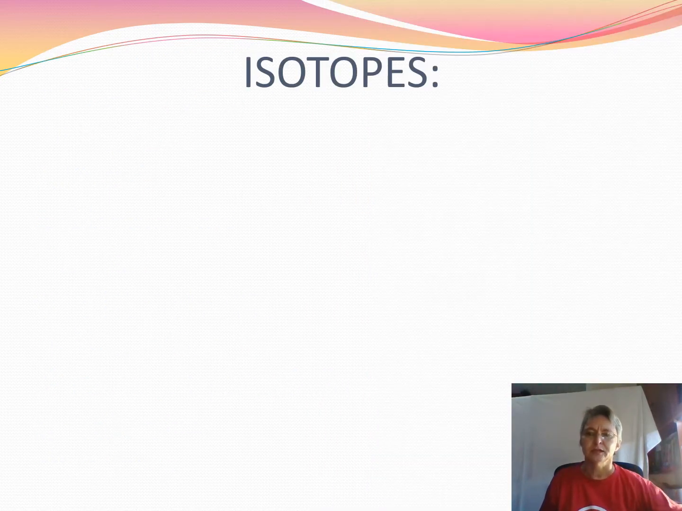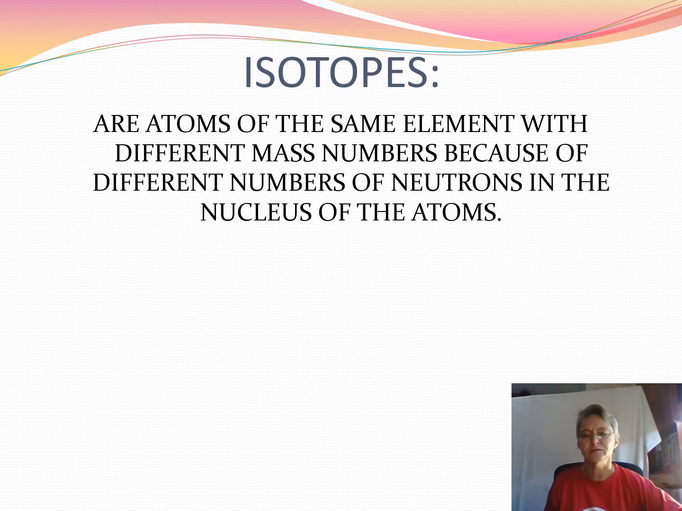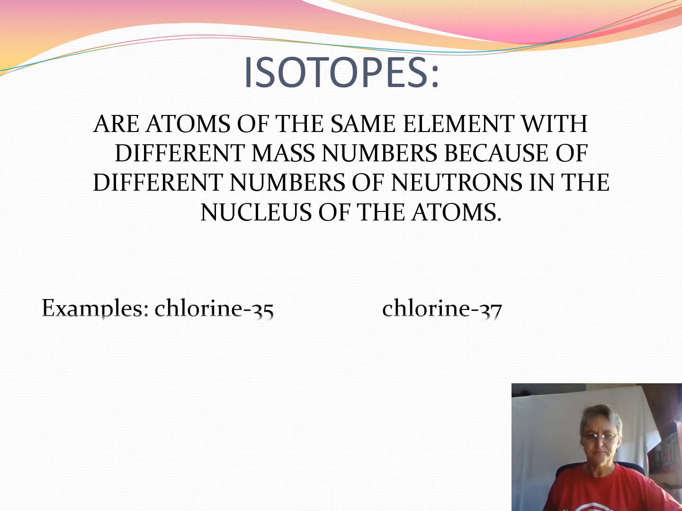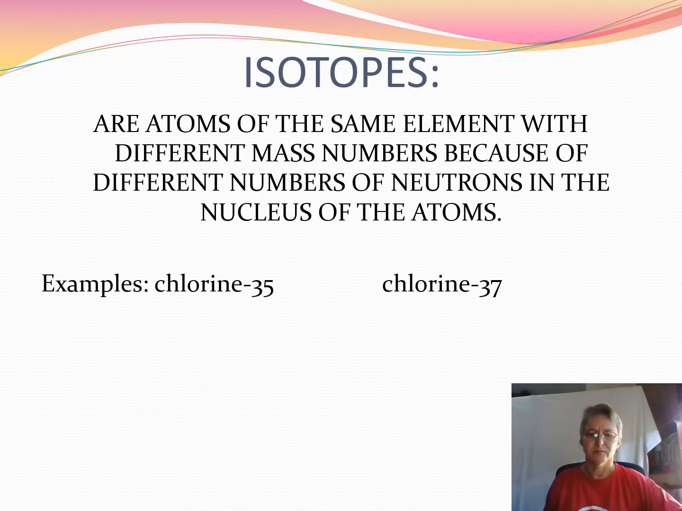Firstly, I want to look at the concept of isotopes. They are atoms of the same element with different numbers of neutrons in their nucleus. That is why the mass numbers would differ. So the relative mass numbers on the periodic table are not integer values, they are decimal values. So let's look at the meaning of isotopes.